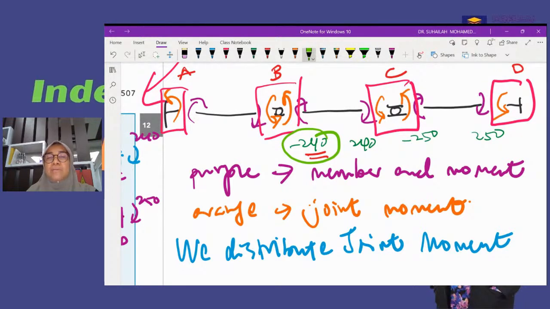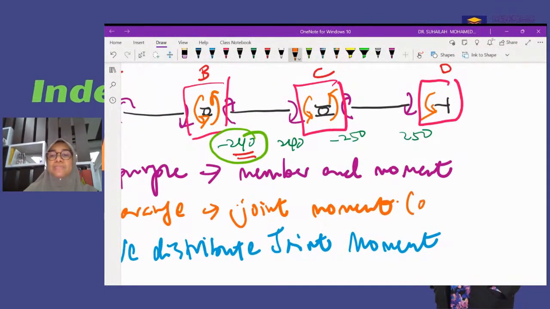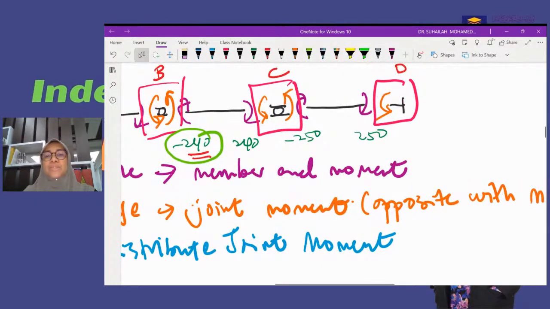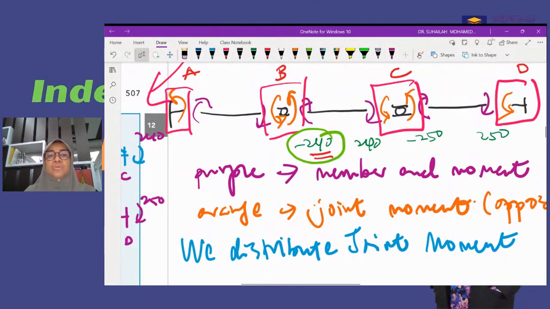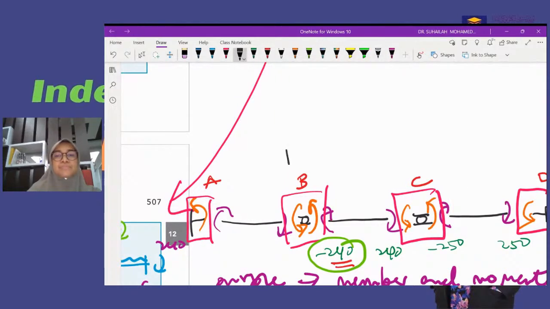We do not yet change to joint moment, because joint moment is the orange, and it is opposite to the member end moment. Remember, joint moment is opposite to member end moment. So moment at B is 240, referring to the orange.